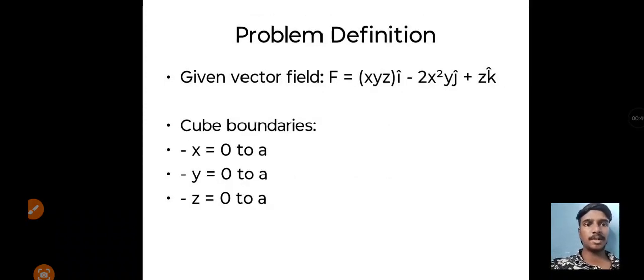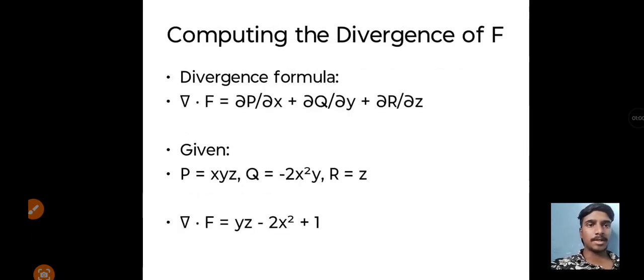Problem definition. Given vector field F = xyz i minus 2x square y j plus z k. Cube boundaries: x = 0 to a, y = 0 to a, z = 0 to a. Computing the divergence of F. Divergence formula: given P = xyz, Q = minus 2x square y, R = z, del dot F = yz minus 2x square plus 1.